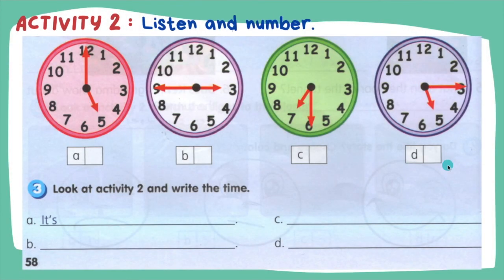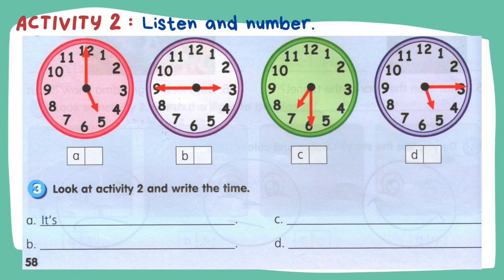Let's look at activity 2, listen and number. I will play you an audio. Listen to it carefully. You need to listen to the audio and number accordingly. After that, you need to look at activity 2 and write the time. If you look at A, what is the answer? You write the time. Okay, we have done this before, so I hope you can remember.